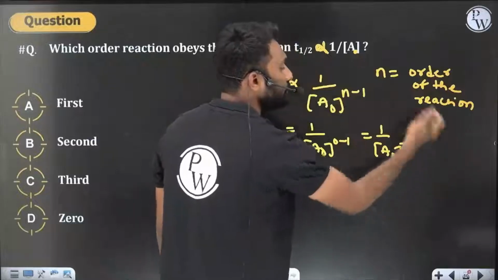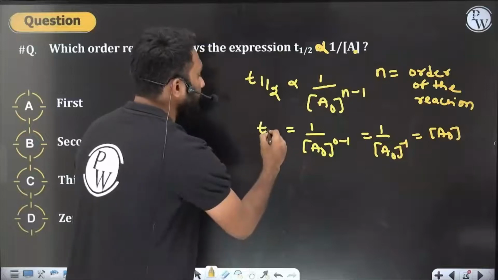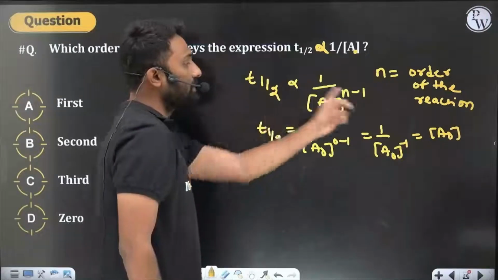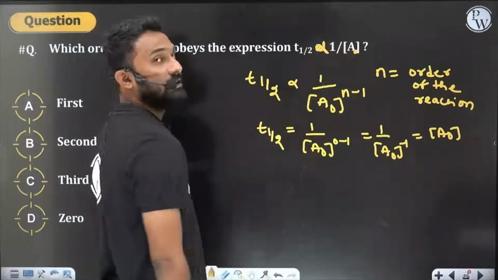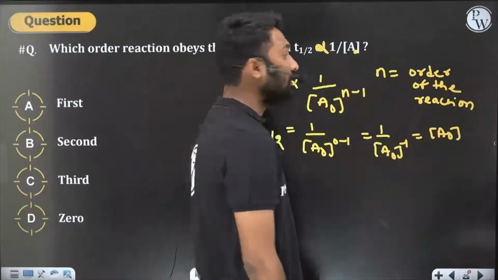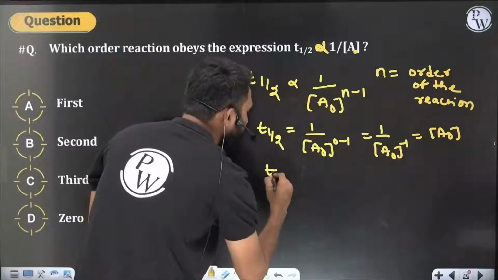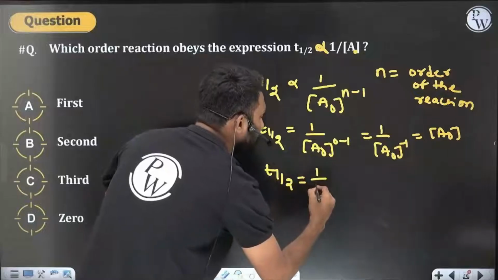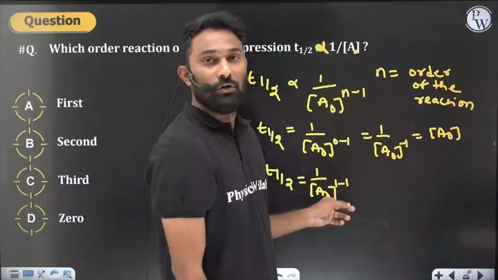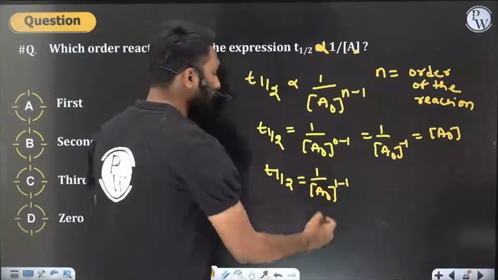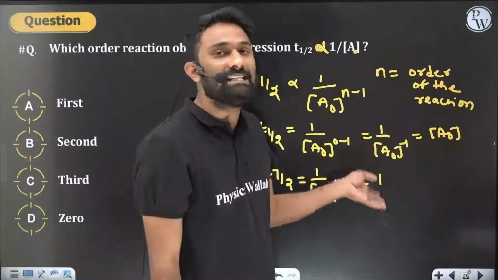Now if you take the inverse to the numerator, then for the zero order reaction t half is directly proportional to the initial concentration. But the question says t half is inversely proportional to the initial concentration. So zero order reaction is not the answer. If you take first order, t half is 1 by initial concentration to the power 1 minus 1, which is the power 0. Something raised to the power 0 is equal to 1. So for the first order reaction, t half does not depend upon the initial concentration.